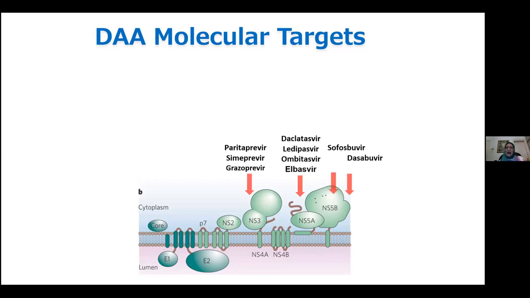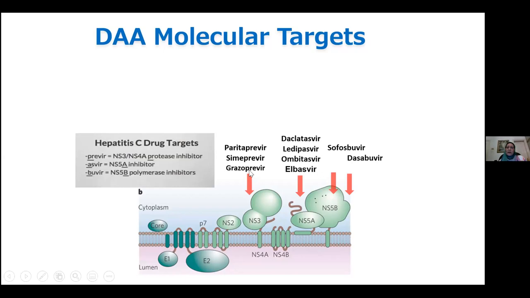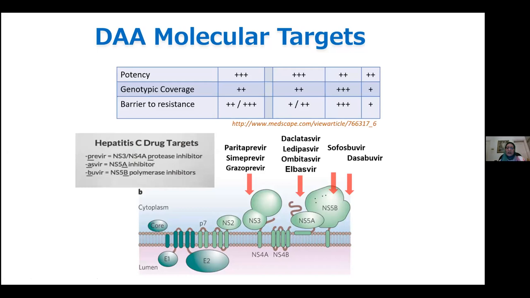And if you look at the names, if you look at the second part of the name, it tells you where the drug acts really. So if it acts at NS3, which is before the 5, it ends with the pre there. If it targets the 5A, it ends with an S there. And if it targets the 5B, it ends with a bu there. And of course, because they differ in terms of potency, genotypic coverage, and barrier to resistance, you have to use more than one drug together in order to ensure the likelihood of HCV response.